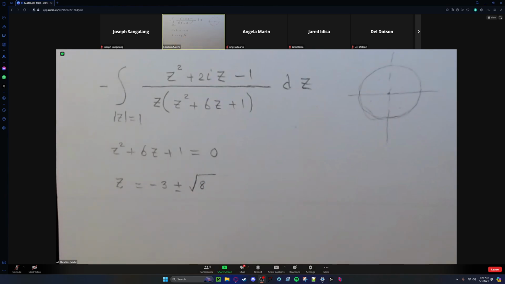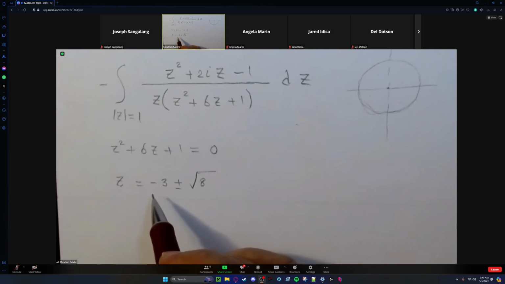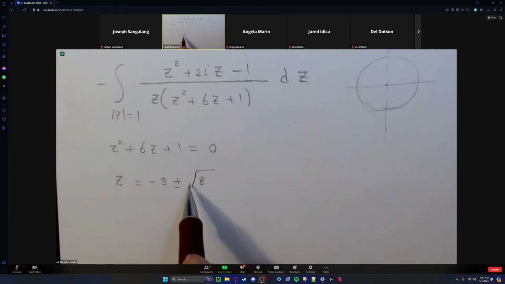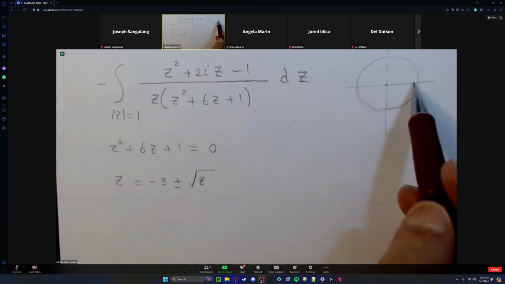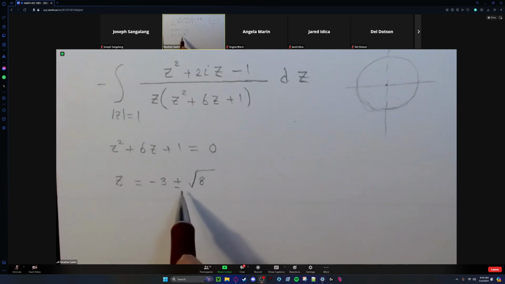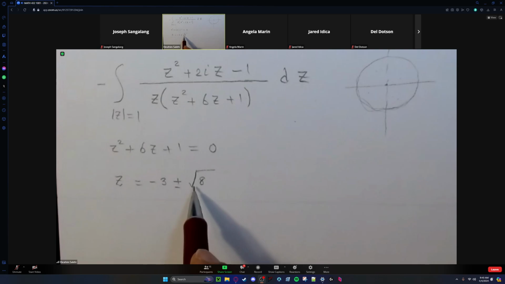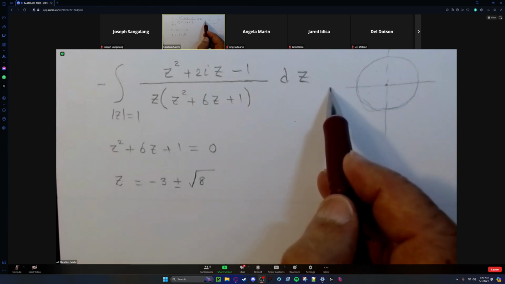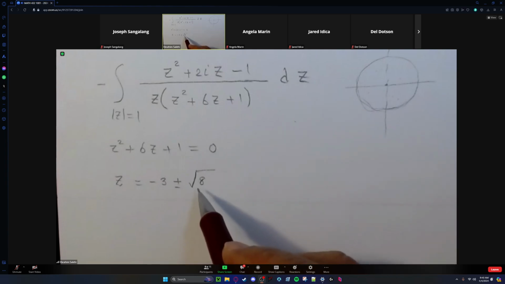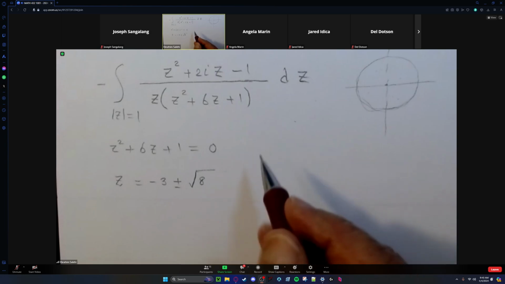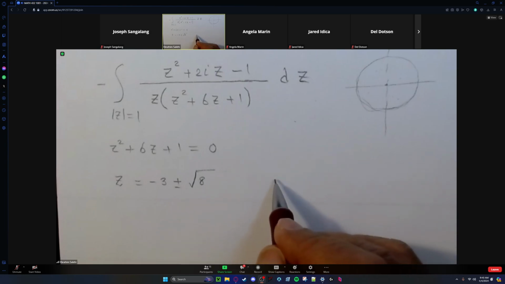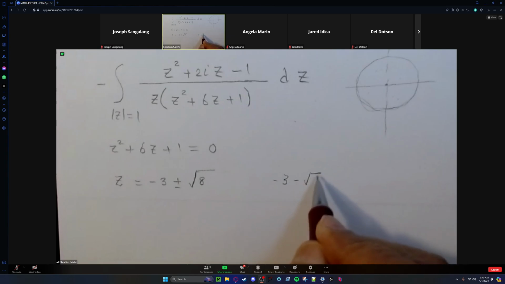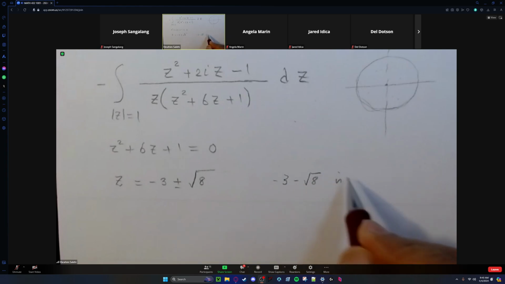So we have two roots, and both of them are real, but negative 3 minus square root of 8 is way outside. The one which is inside is negative 3 plus square root of 8. So negative 3 minus square root of 8 is outside.